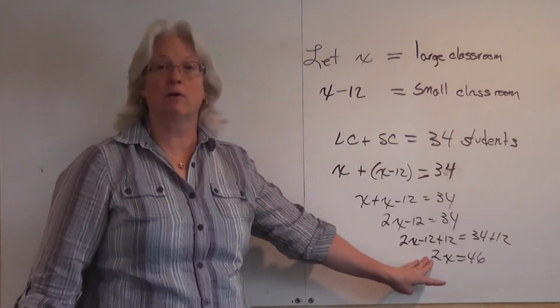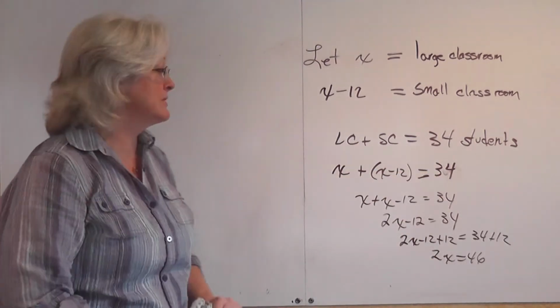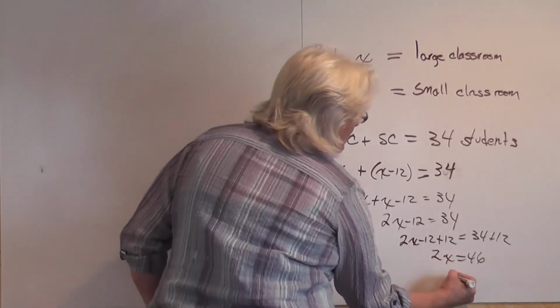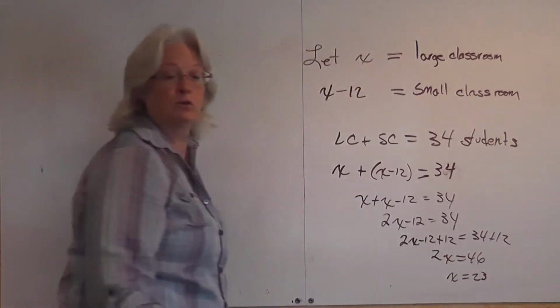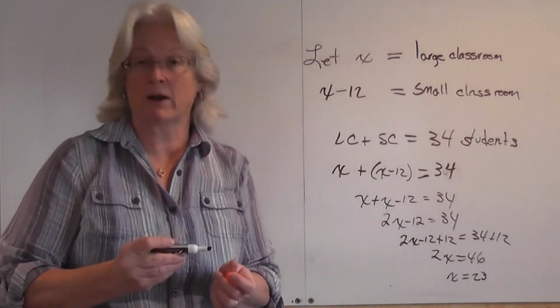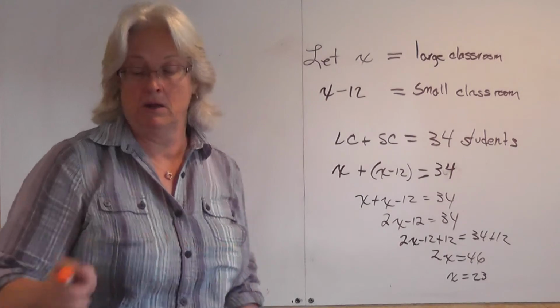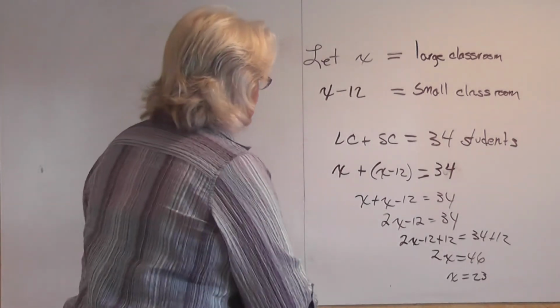Now, I don't care about 2x being equal to 46, so I'm going to divide both sides of this equation by 2. I'm going to see that x is equal to 23. 23 what? 23 puppies. You know what? I have 5 puppies now that are making noise in my garage. They might as well be 23 puppies.